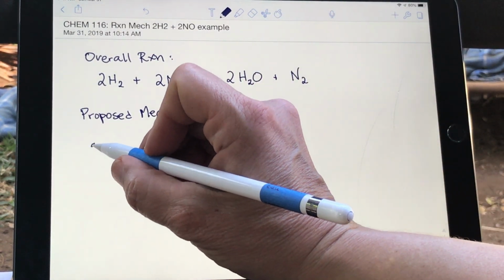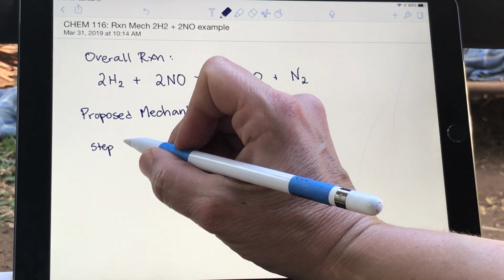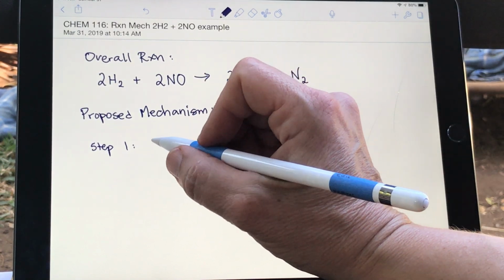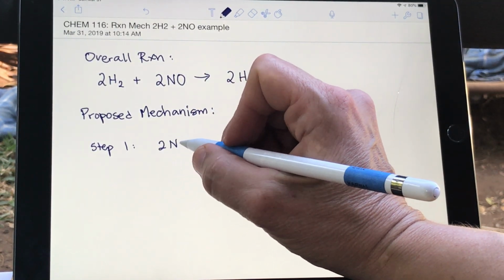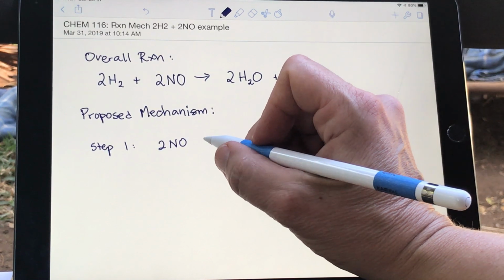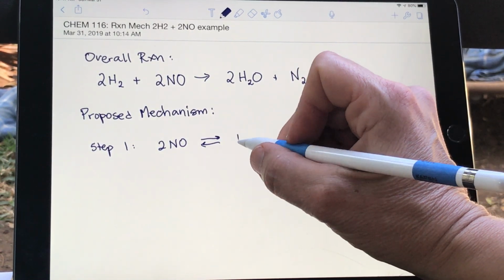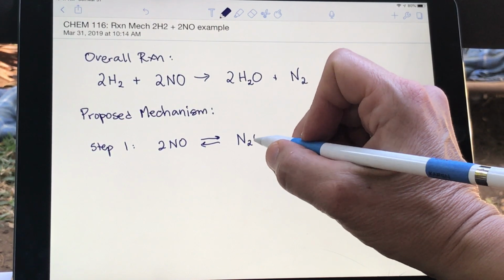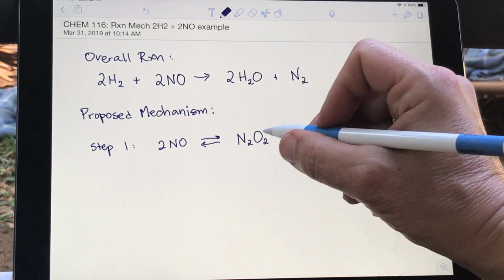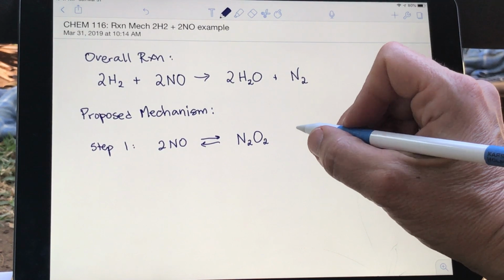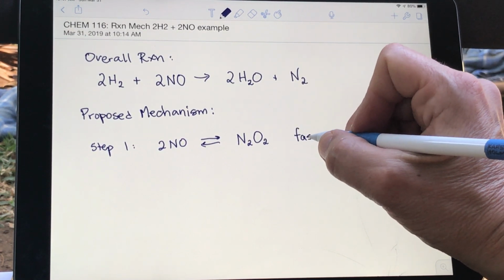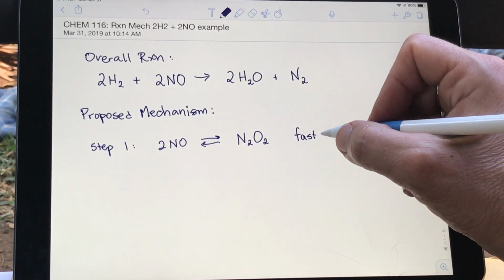In step 1 of this mechanism, we have 2 of these NO molecules that are in fast equilibrium with forming a dimer. That means they've bonded together and form one molecule, N2O2. And in this proposed mechanism, this step is considered fast.